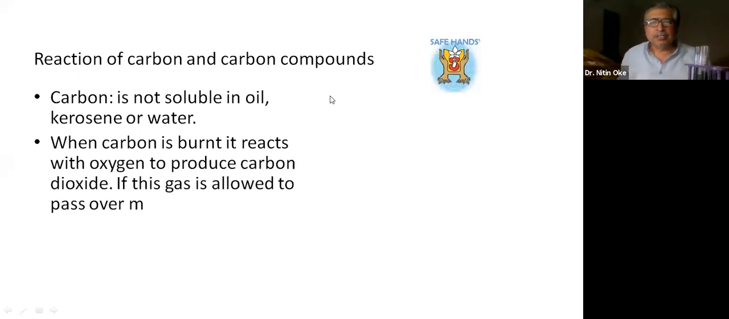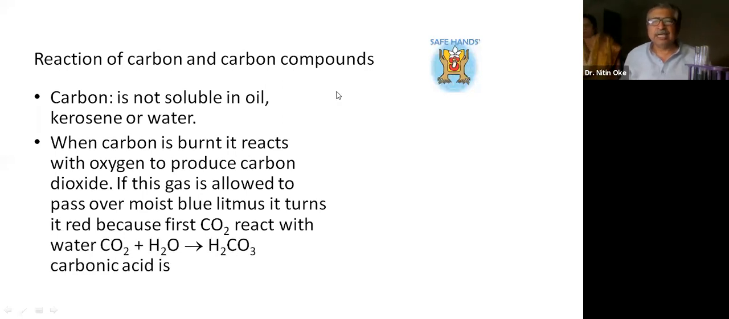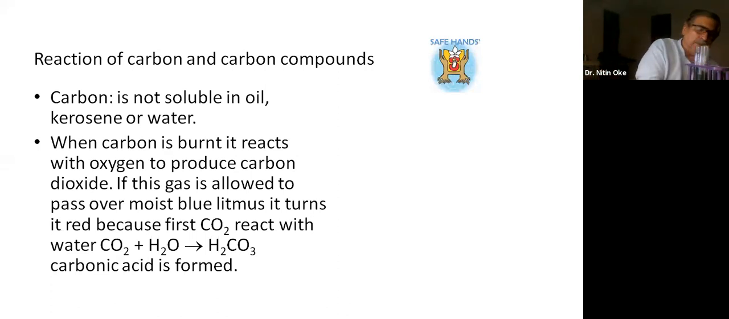When carbon is burned, it reacts with oxygen to produce carbon dioxide. If this gas is allowed to pass over moist blue litmus, it turns red because first carbon dioxide reacts with water. It forms something which is called carbonic acid. And every acid turns blue litmus red.